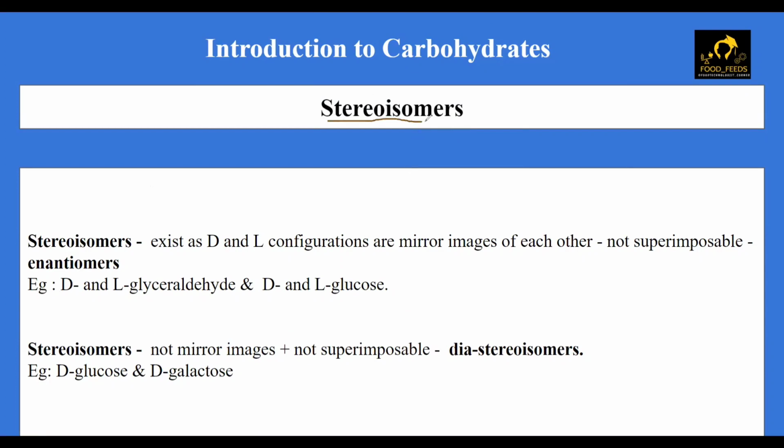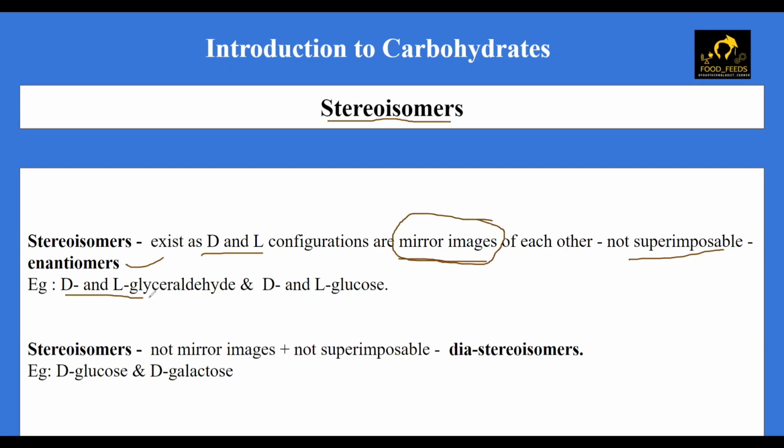Now we are looking at different forms of these stereoisomers. As we have seen in the previous slide, we know how the D and L configurations are formed and how we name them, right? If those structures exist as D and L configurations that are mirror images of each other, please do not confuse this: when we say mirror images, they are not superimposable, that is, they can't be kept on each other with the same structure. If they are mirror images and not superimposable, they are termed enantiomers.